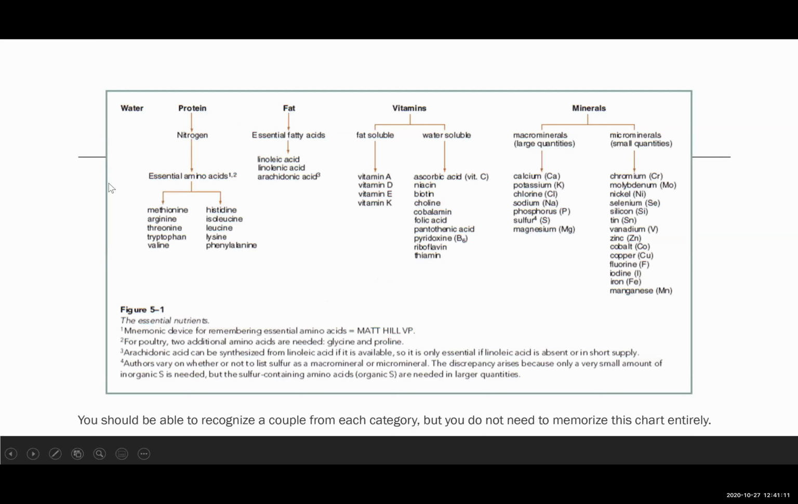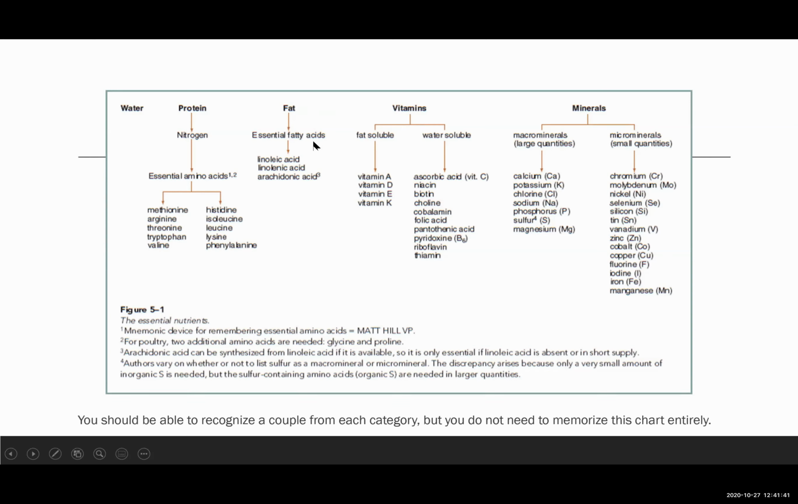These are the classes again. We have nitrogen, which are the building blocks. Nitrogen is part of amino acids, and amino acids are the building blocks for proteins. And so these are just some of the amino acids that are in the diet. These are all essential: methionine, arginine, threonine, tryptophan, valine, histidine, isoleucine, leucine, lysine, and phenylalanine. These are ones that are essential nutrients.